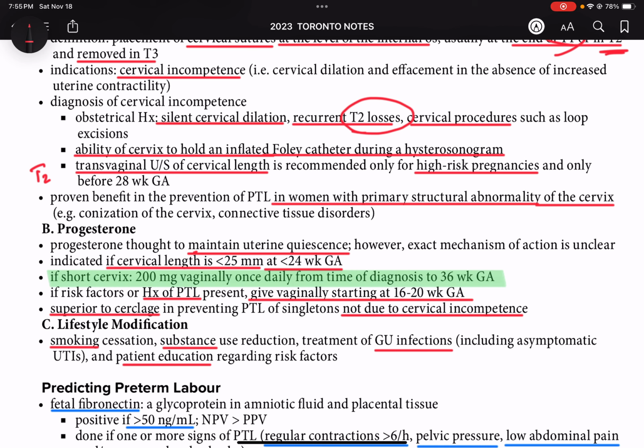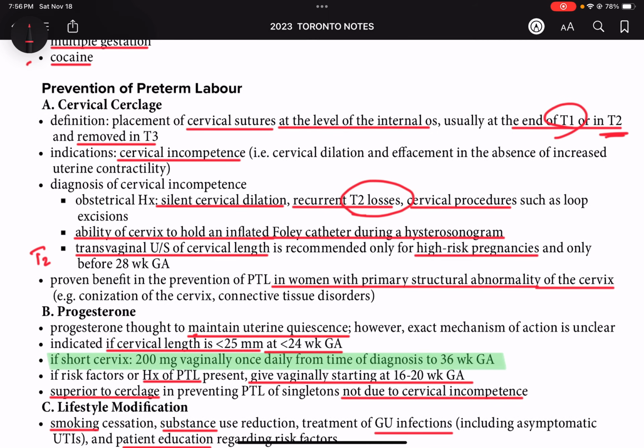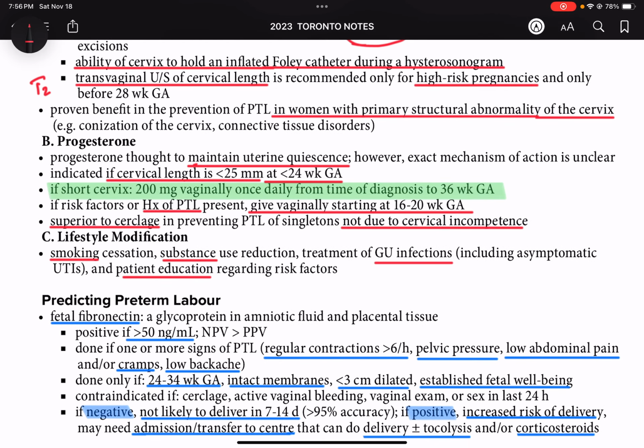And if risk factors like history of preterm labor are present, give it vaginally. We can also start them even earlier if there are any other very high risk factors like previous history of preterm labor. And progesterone is superior to cerclage in preventing preterm labor of singletons not due to cervical incompetence. So if cervical incompetence is not a problem, then we'll go for progesterone as it is superior to cerclage.